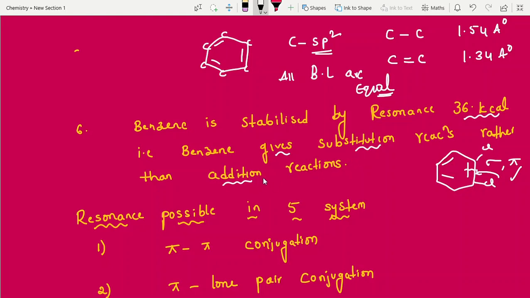Instead, rather than addition reactions, it shows substitution reactions. Why? Because it is stabilized by resonance. Already it is in a stable condition due to the conjugation of pi electrons. That's why, rather than addition, it will undergo substitution reaction. Okay, these are the main important characteristics which are frequently asked in examinations.